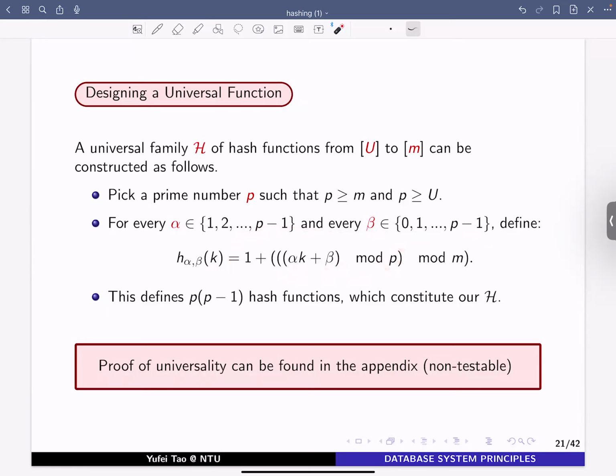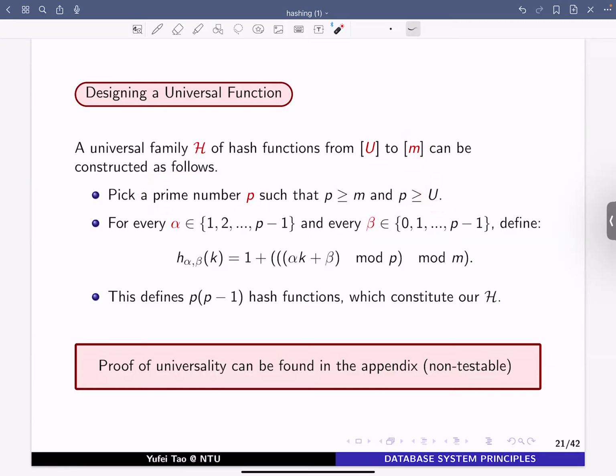I forgot to explain this p. So p is a big prime number. How big? Well, this prime number will have to be larger than u, and larger than m. Of course, in practice, this m, the number of buckets, is way less than u. So typically u is way larger than m, and therefore this prime number essentially will have to be something that is greater than u. So u is the maximum integer that you can represent.